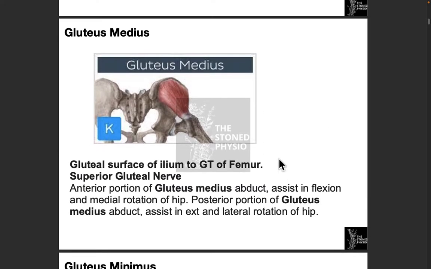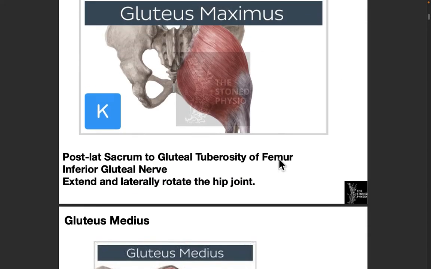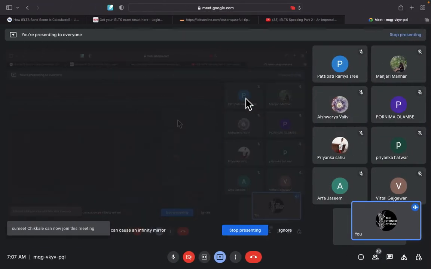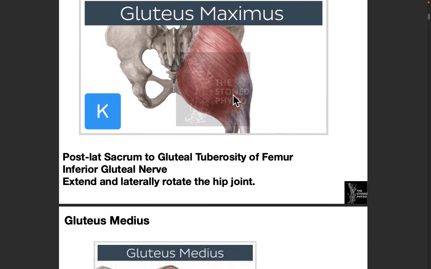And of course we have talked about the function of the gluteus maximus, that is extension, and a bit of lateral rotation as well. Of course it is present on the posterior side. Like we studied in the humerus, all the muscles present on the posterior aspect of the humerus provide lateral rotation of the humerus as well. Likewise here it is present on the posterior aspect, so it provides lateral rotation of the hip joint as well. Lateral rotation of the hip means it rotates the femur laterally. So that is the gluteus maximus.